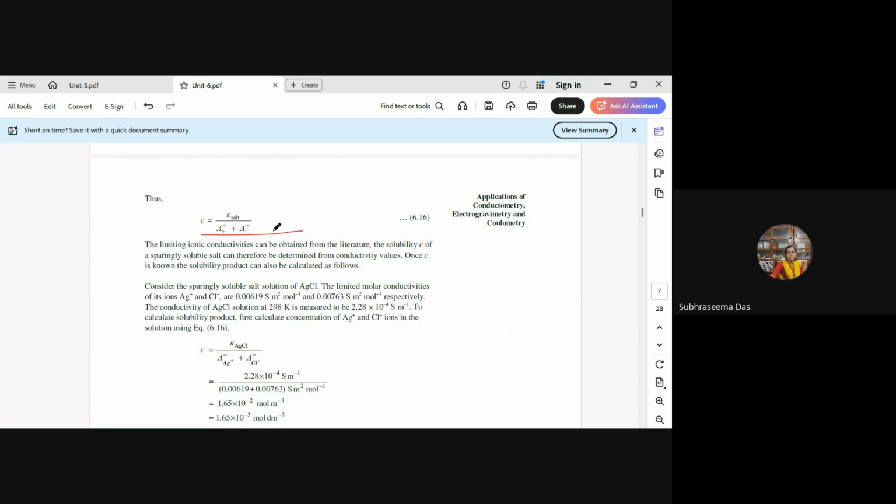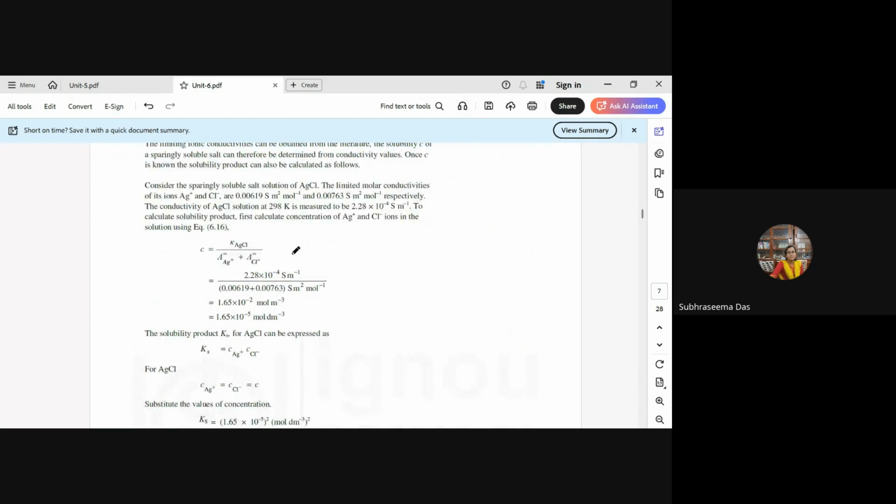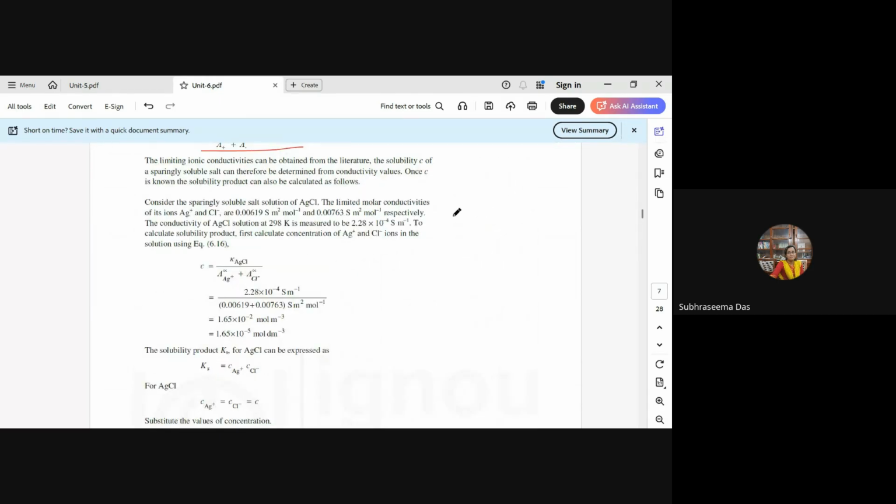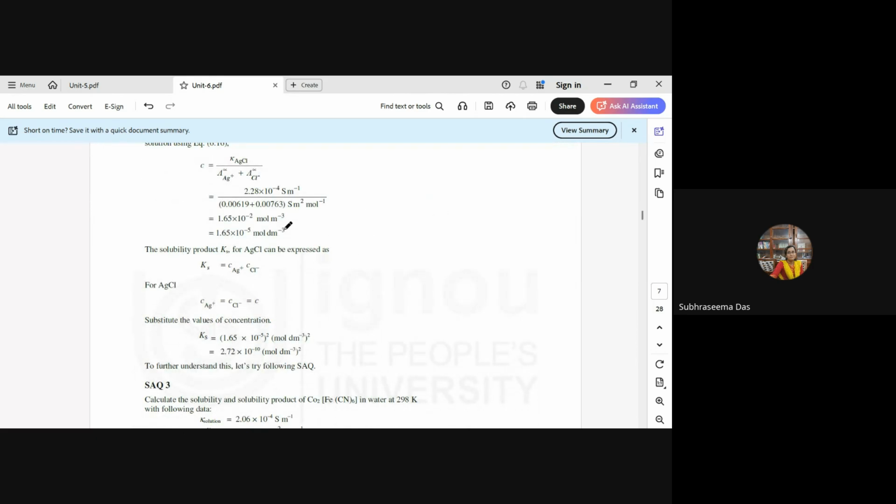The limiting ionic conductivities can be obtained from the literature, and then substituting the values we can find. Once we know the value of C, we can find out the Ksp, that is the solubility product. So here one example has been shown of how to calculate that. For AgCl, the limiting molar conductivities of its ions, Ag plus and Cl minus, have been given. The conductivity has also been provided, and using these values we can find out the Ksp, that is the solubility product.